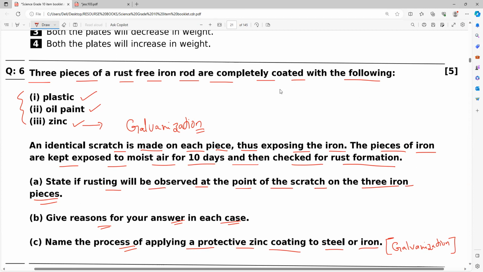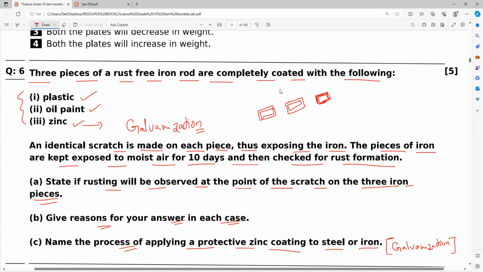First, plastic one. There is an iron piece wrapped with plastic. There is an iron piece coated with oil paint. There is an iron piece coated with zinc. Now on all three we made a scratch. All three are exposed to the atmosphere. Now they're asking, in the scratch area, are you going to see corrosion or not? That is what they're asking. Anybody?